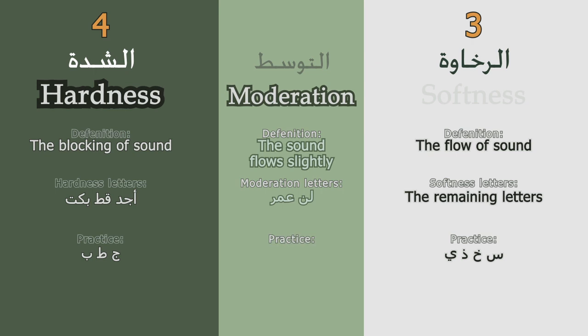Now the moderation letters Lam and Ain and Ra. Al, al, al, a, a, a. Ar, ar. If a moderate letter takes a long time, then you are not pronouncing it from the correct articulation place.